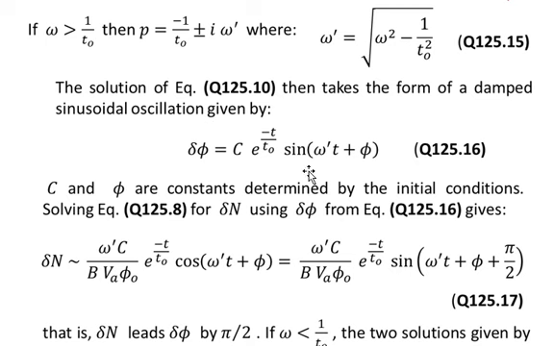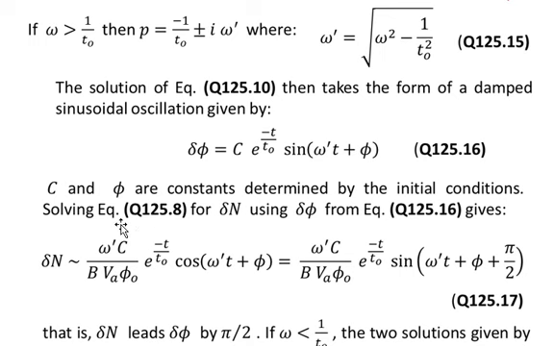So this is the solution that we have written for equation number 10 by making the substitution of the point P over there. That is, P will be replaced by this one in the solution of equation number 10, and we obtain this solution. So the solution is delta phi is equal to C times e to the power minus t over T naught into sine of omega prime T plus phi, where C and phi are constants determined by the initial conditions.